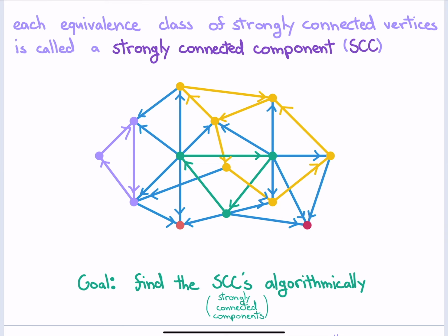The purple on your left is another strongly connected cycle. We have 2 vertices down at the bottom that can't go anywhere. So those are their own strongly connected component. Okay, so one of our goals is to sort of identify all of the strongly connected components algorithmically. Okay. All right.